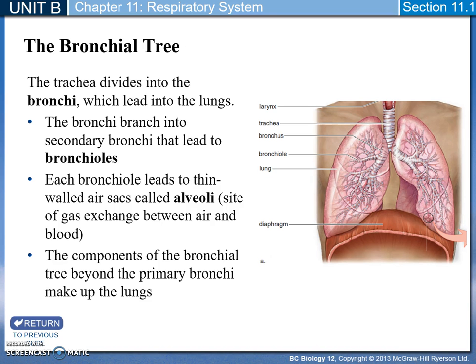The bronchial tree then: the trachea divides into the bronchi, which lead into the lungs. They branch into secondary bronchi that lead to bronchioles, and each bronchiole leads to thin-walled air sacs called the alveoli. This is the site of the gas exchange between the air and the blood. The components of the bronchial tree beyond the primary bronchi then make up the tissue of the lungs.